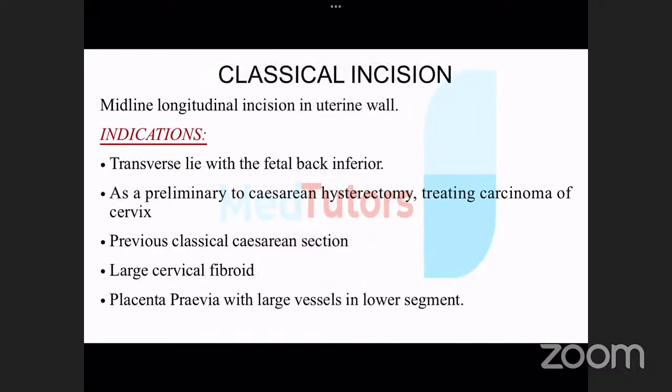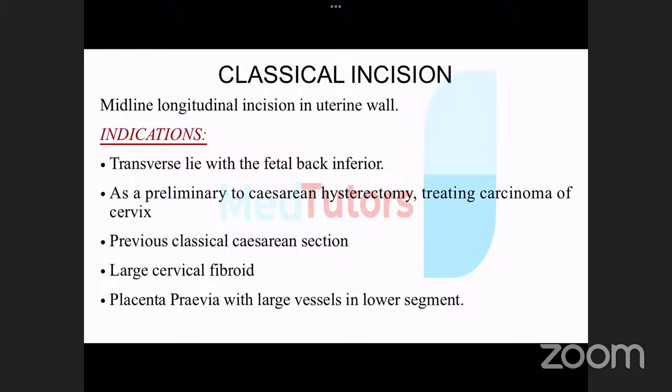Please, these are advantages, note them. For classical cesarean section, it's a midline longitudinal incision that's done in the upper body of the uterus. What are the indications? One indication is transverse lie with the fetal back inferior, or you can do it as a preliminary to cesarean hysterectomy when you're treating carcinoma of the cervix. You can do it for a woman that has had a previous classical scar. When you have a large cervical fibroid that is making it difficult to access the lower segment, you can do a classical cesarean section.